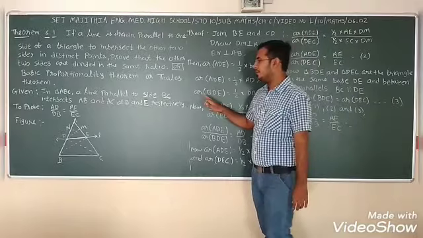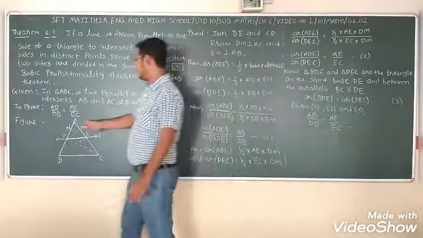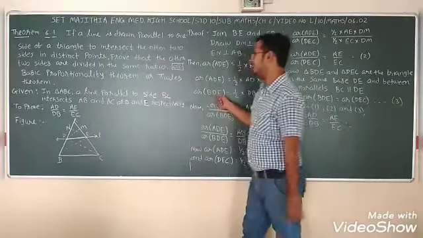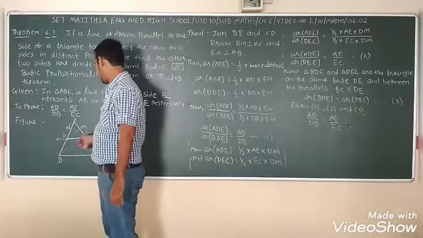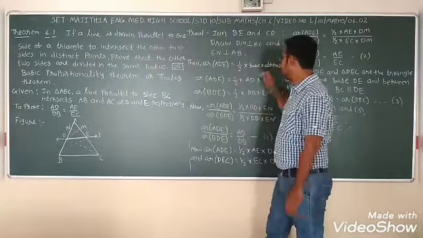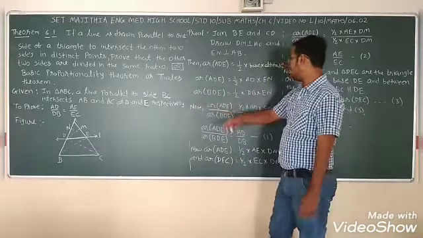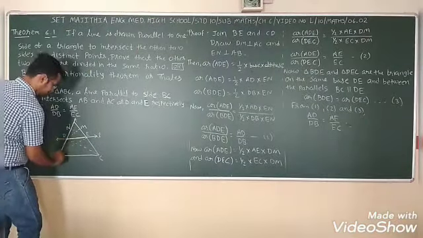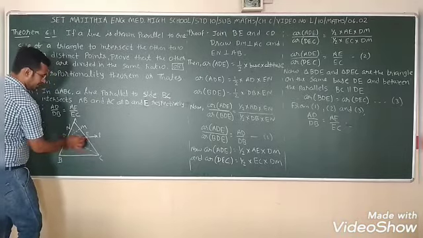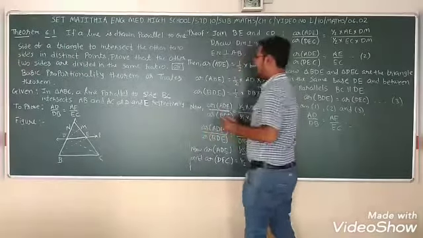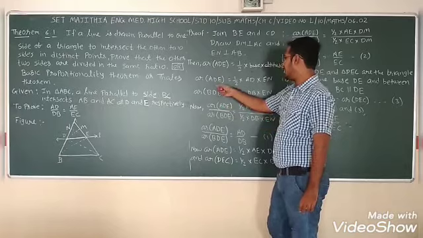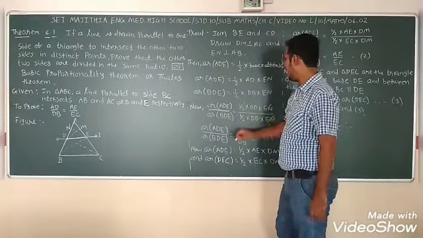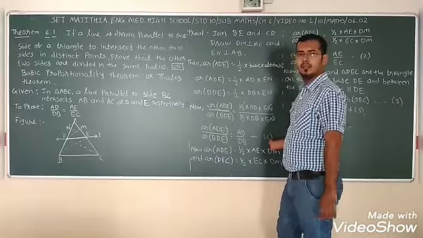Now I need DB as well, so the second triangle is BDE. Same formula, one half base into altitude: base is DB and altitude is EN. Now taking the ratio of these areas, area ADE is equal to 1 half AD into EM, and area BDE is equal to 1 half DB into EN. The 1 by 2 cancels.